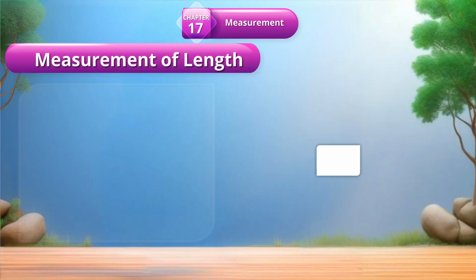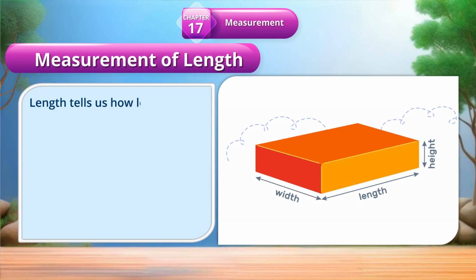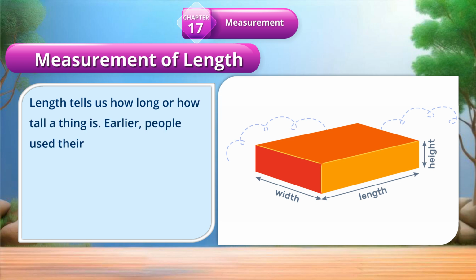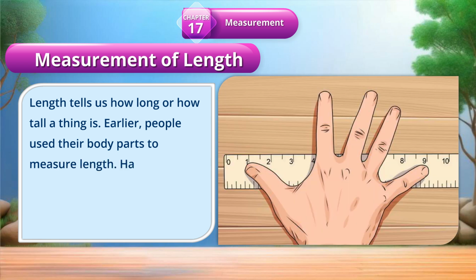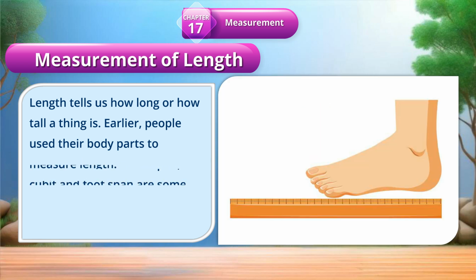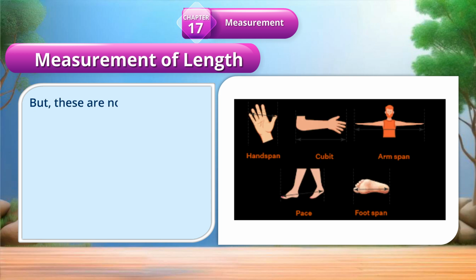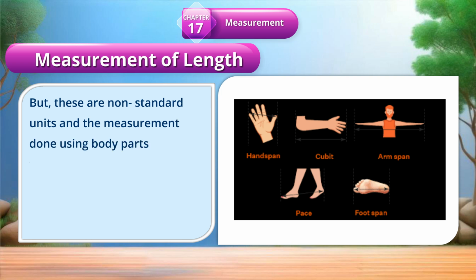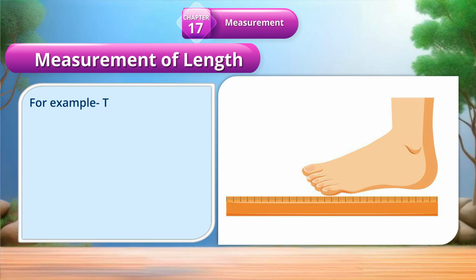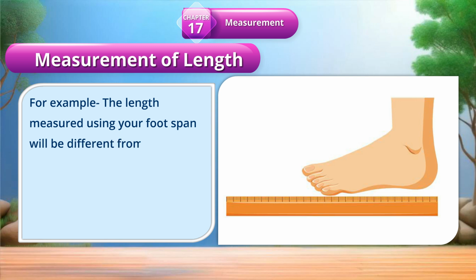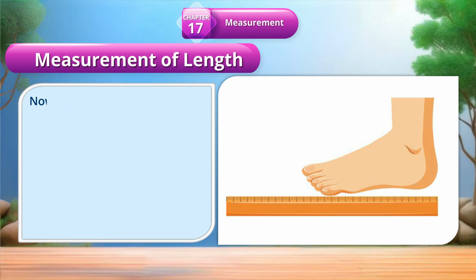Measurement of length. Length tells us how long or how tall a thing is. Earlier, people used their body parts to measure length. Hand span, cubit, and foot span are some units used at that time. But these are non-standard units, and the measurement done using body parts varies from person to person. For example, the length measured using your foot span will be different from your father's foot span.